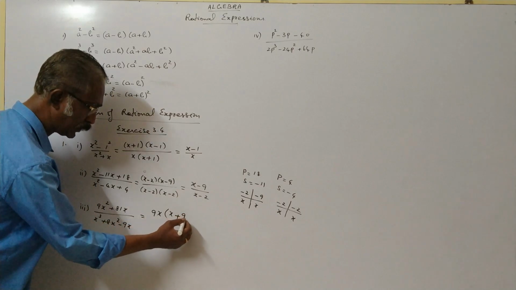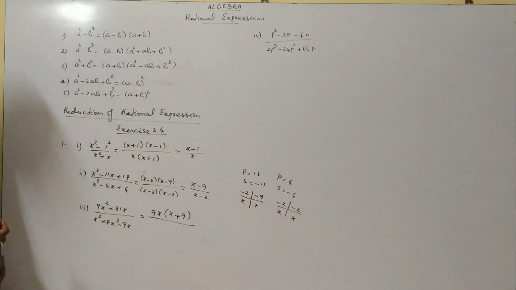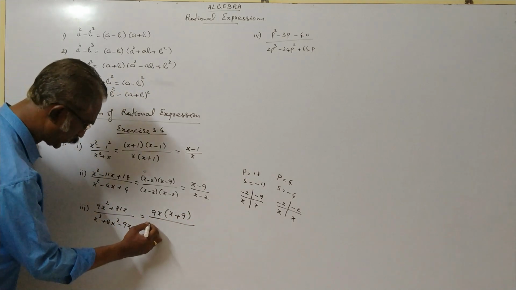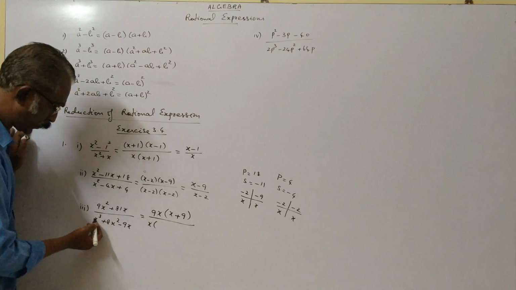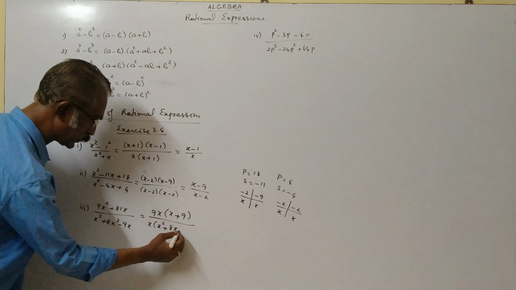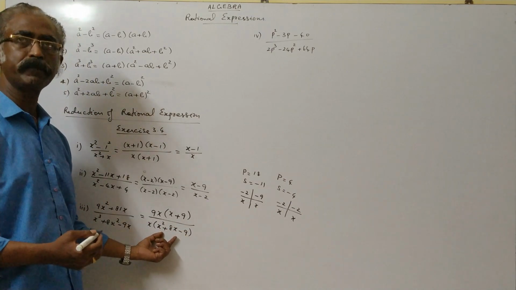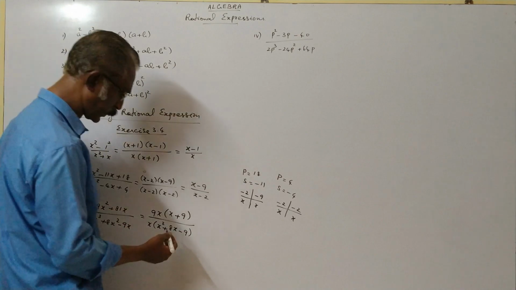The remaining is 9. Divided by, here also there is a common factor. What is common here? X is common. So you take it out. The remaining is x square plus 8x minus 9. Once again we have to factorize this polynomial or quadratic expression.